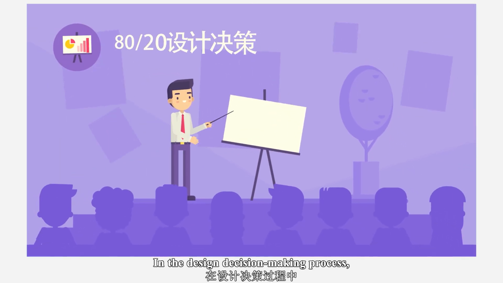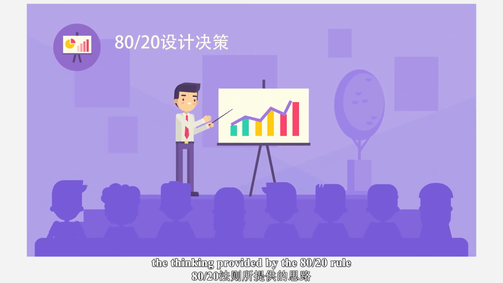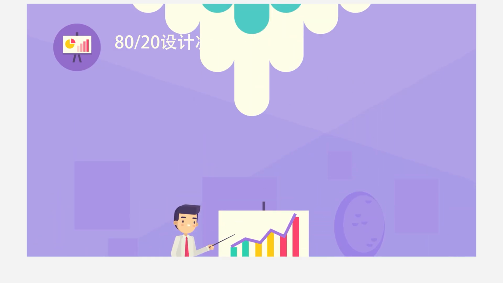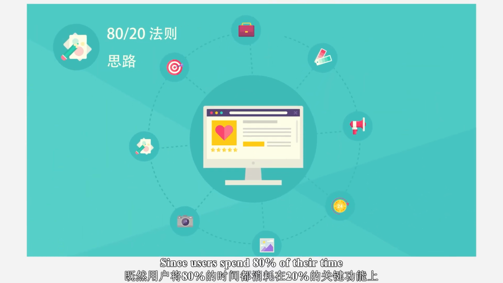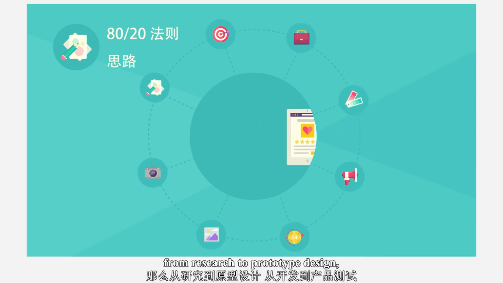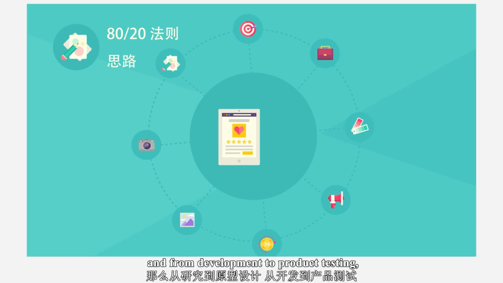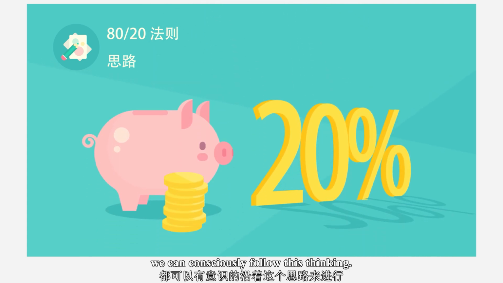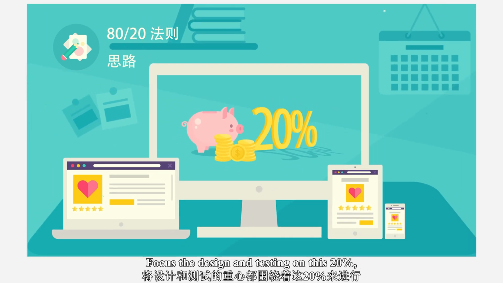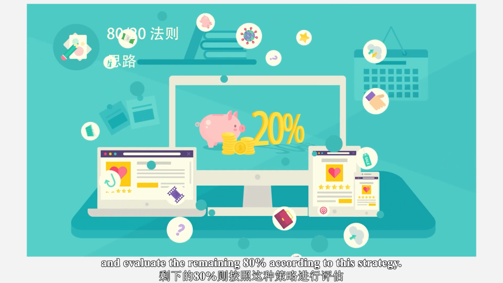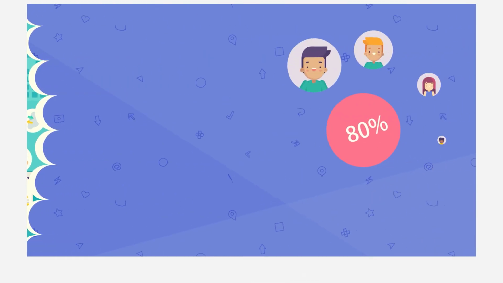In the design decision-making process, the thinking provided by the 80-20 rule can largely help you sort out the design direction. Since users spend 80% of their time on 20% of the key functions, from research to prototype design and from development to product testing, we can consciously follow this thinking. Focus the design and testing on this 20%, and evaluate the remaining 80% according to this strategy.